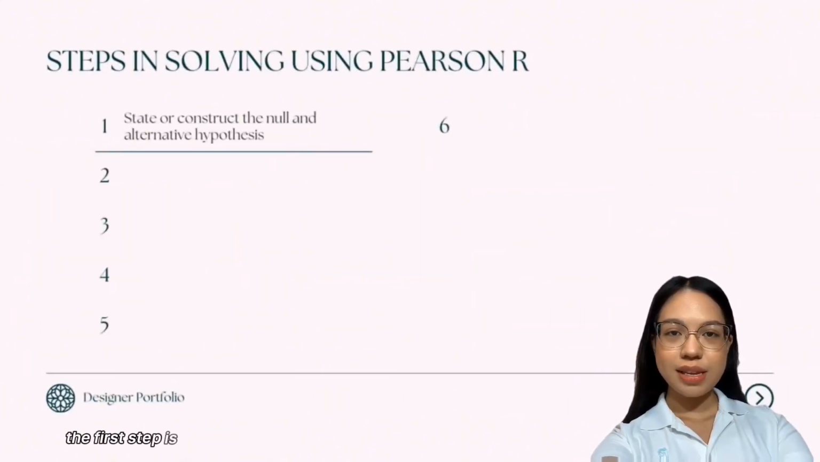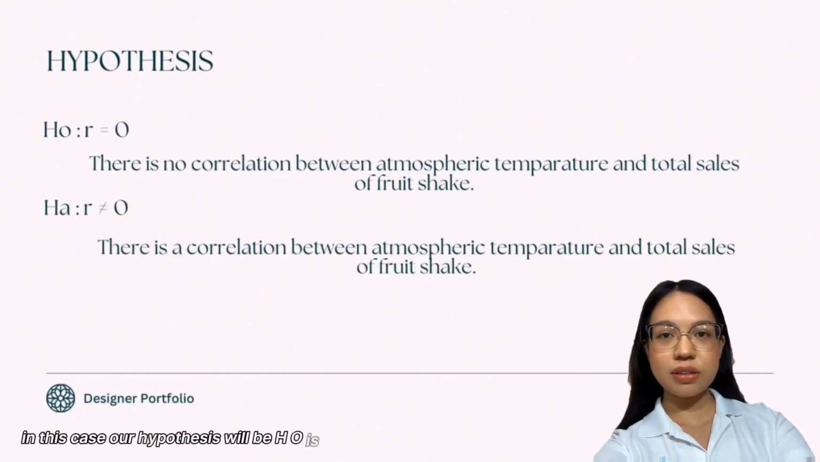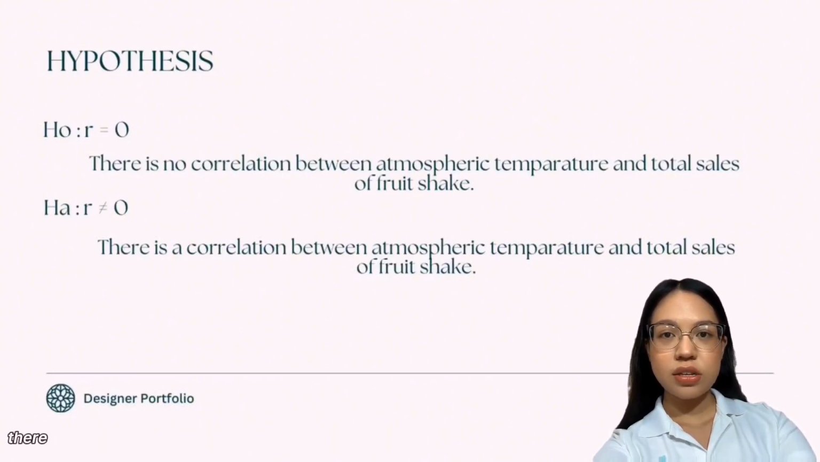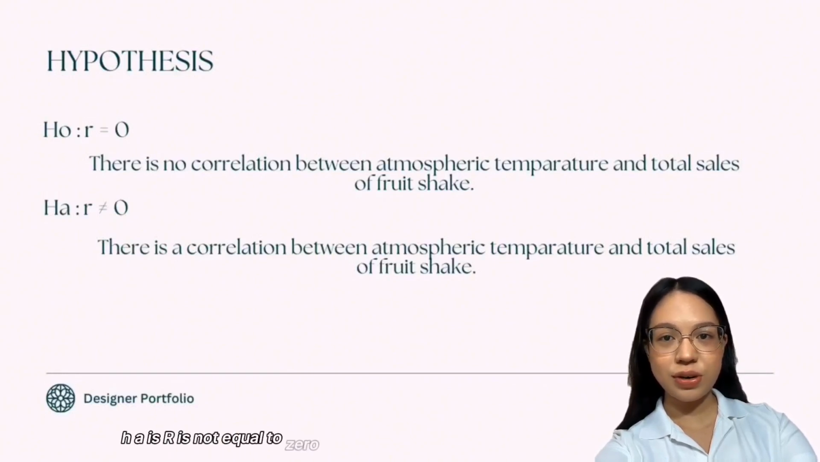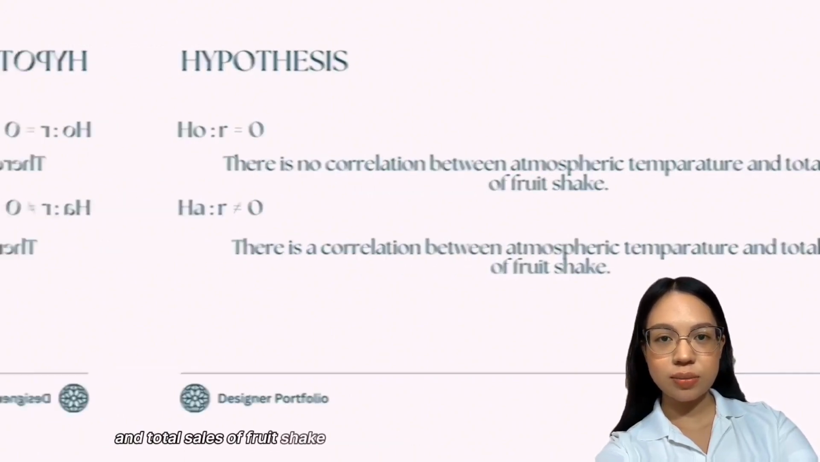The first step is identifying the hypothesis. In stating the hypothesis, we have to look for the main objective of the statement that he is trying to prove. In this case, our H0 is R equals 0: there is no correlation between atmospheric temperature and total sales of fruit shake. Our HA is R is not equal to 0: there is a correlation between atmospheric temperature and total sales of fruit shake.